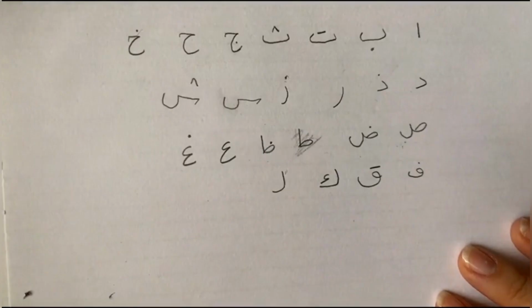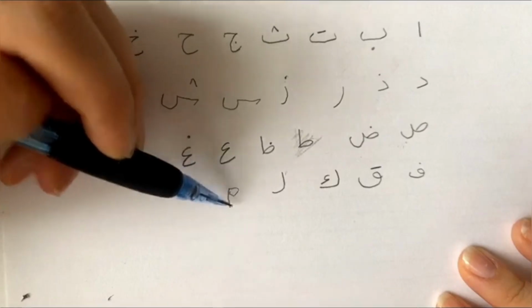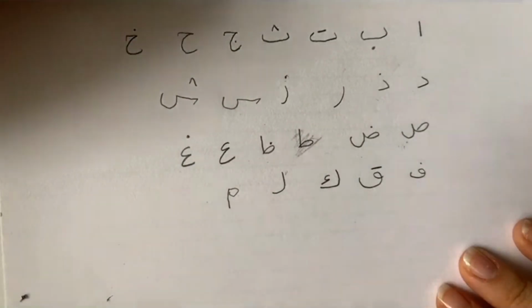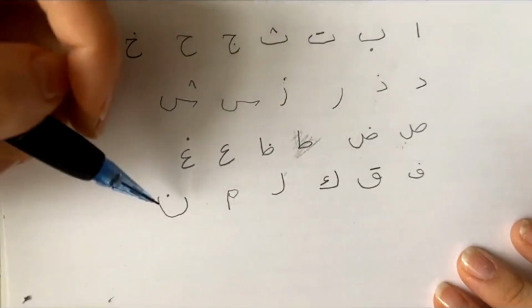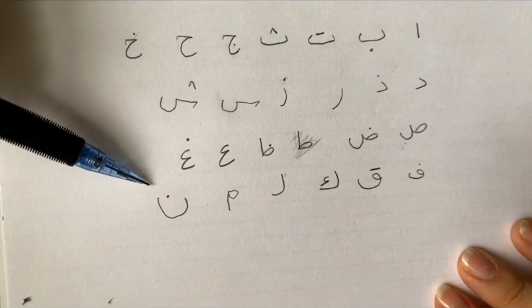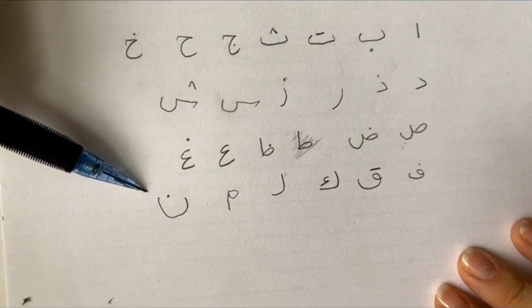The next letter is lam, the letter L. Mim is the letter M in the alphabet. Nun, this is an N sound.